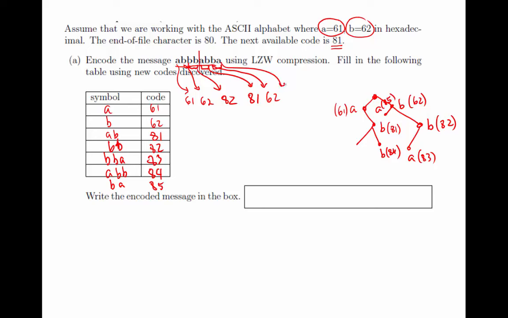And then we will encode A as 61, which is already there. And then if you have an end of file here, that would be encoded as 80. So our answer is going to be 61, 62, 82, 81, 62, 61, and the end of file character 80.